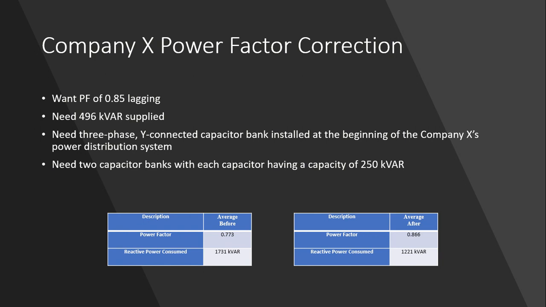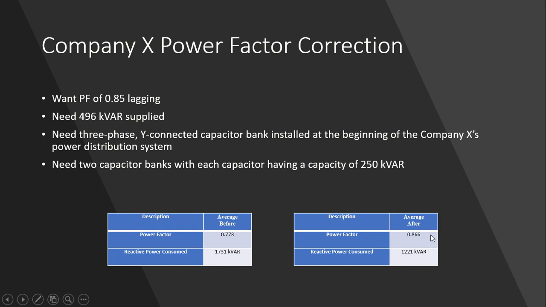Below we can see the description of the power factor and the reactive power consumed, and the average for each before the capacitor bank was added. So this was the information Company X provided me with. So 0.773 as the average power factor, and they consumed 1,731 kVAR on average for that year.